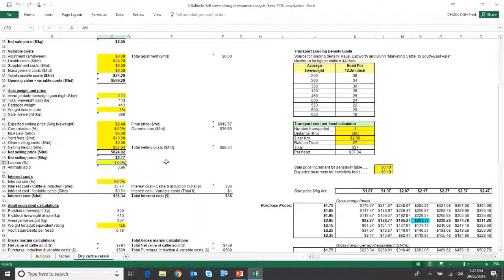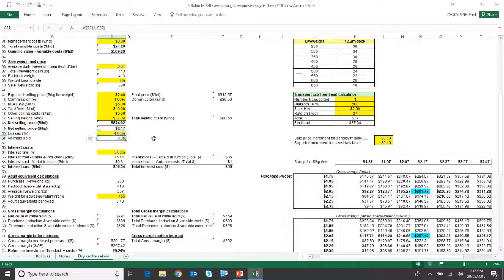We've got possibly some losses, could be quite high because it's a drought year, and we're only going to put a little bit of supplement and lick and stuff, health into them. So we only get 0.96 per animal sold because we lost 4% of our one animal. Now we've got some opportunity costs to account for, the interest cost that we could have saved or earned by selling the steers and putting the cash in the bank. There's a tiny little amount there on the variable costs that we incur.